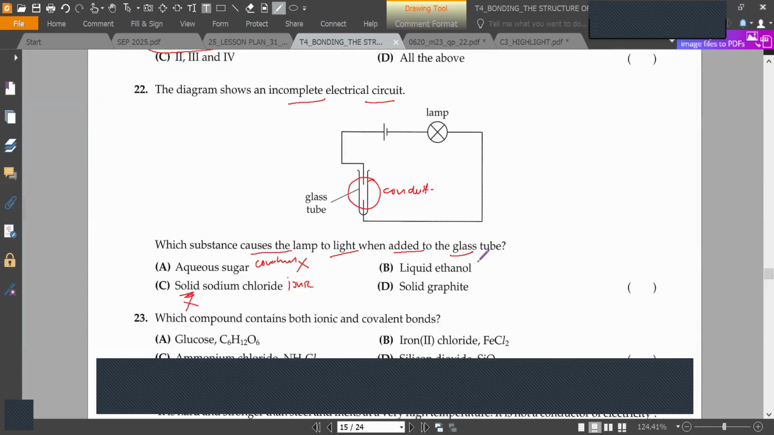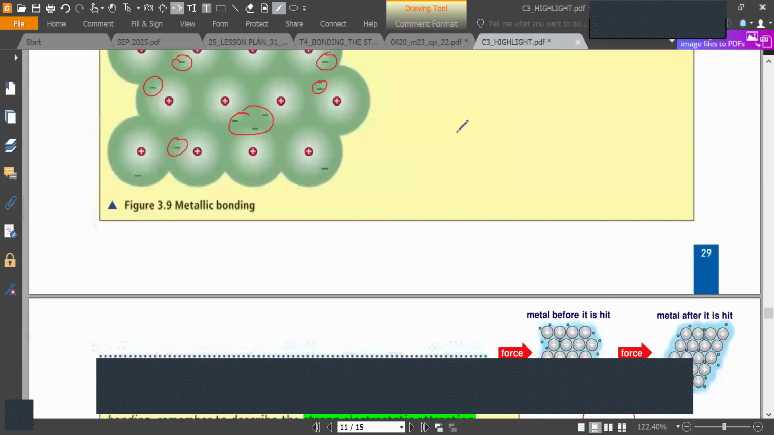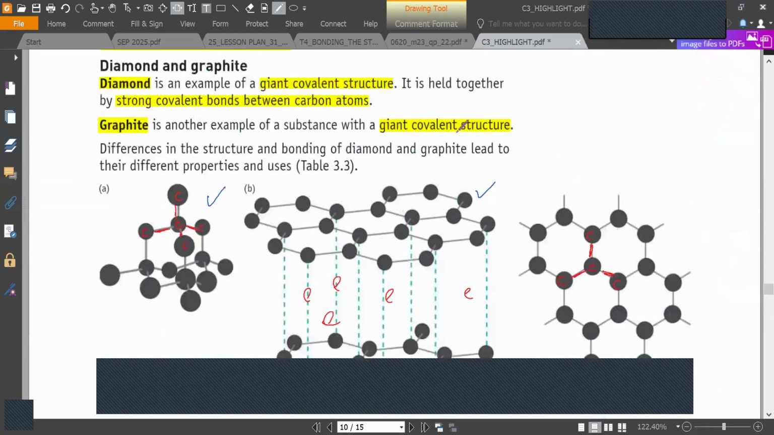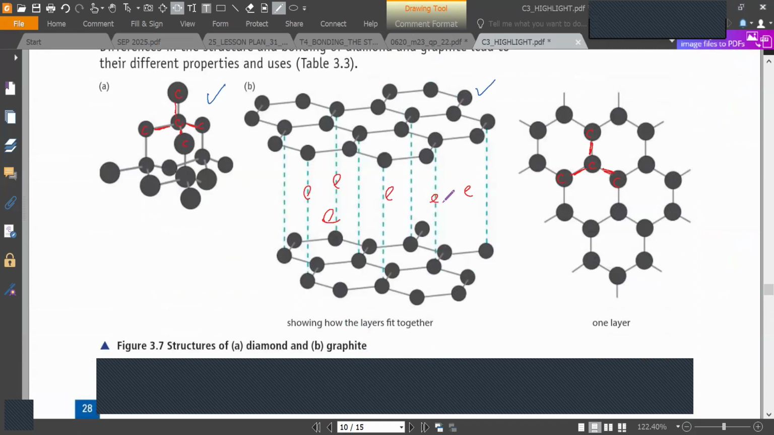Liquid ethanol. Ethanol is like this. This is the molecule of ethanol. Again, this is a simple covalent compound, which does not conduct electricity. Solid graphite can conduct electricity. As we mentioned before, graphite has free electrons.